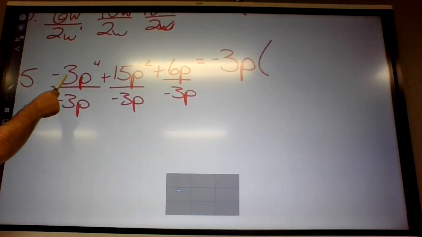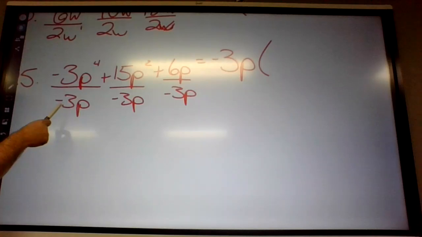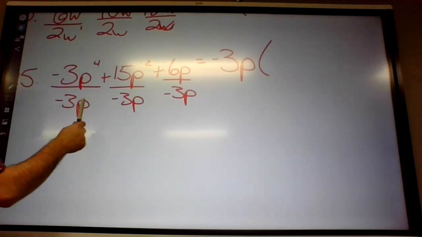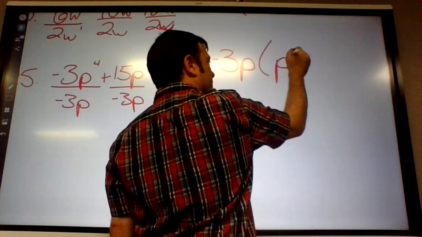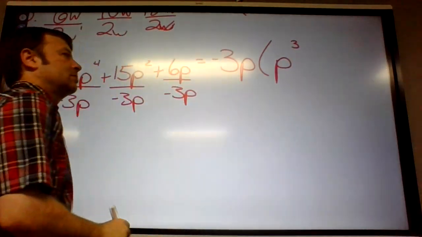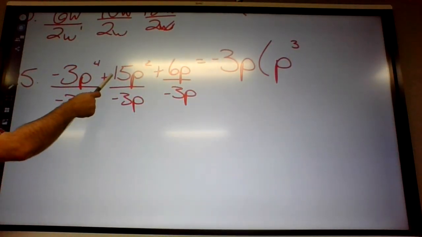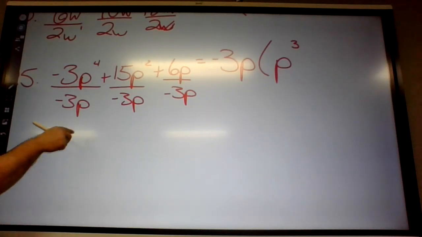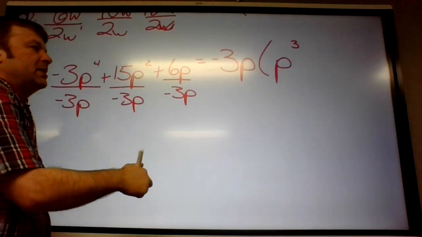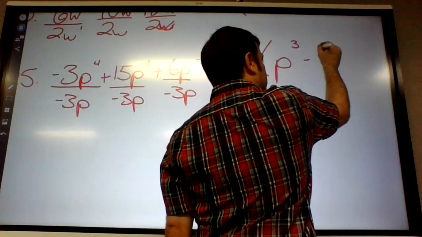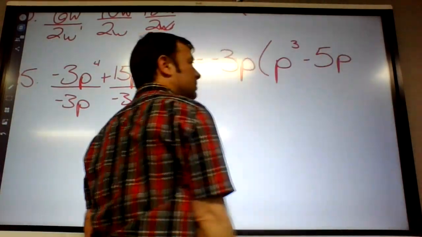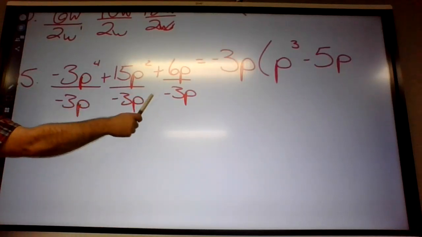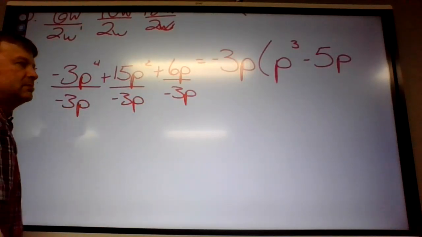Okay, so what's this first term going to become? 1 p cubed, or just p cubed. Okay, the middle term? Yep, minus minus 5p. You could put plus negative 5p, but I wouldn't. I would just put minus 5p. And the last one? Just minus 2. Minus 2.